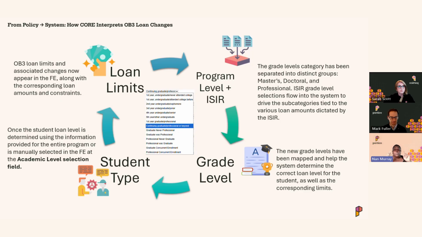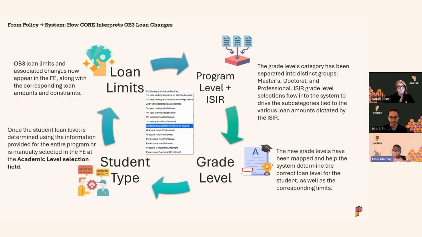Now, if you're packaging one academic year at a time, it is relying on the program credential, whether it's master's, doctorate, or first professional, and it's also taking the information from the ISIR. So the students now have more options to choose from when they're choosing their grade level in the ISIR. Those ISIR values still pour into CORE, as we can see. And just like before, not all students are going to choose the right grade level. So this is where the school comes into play.